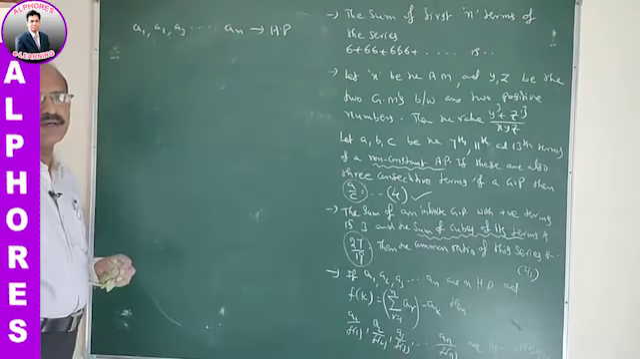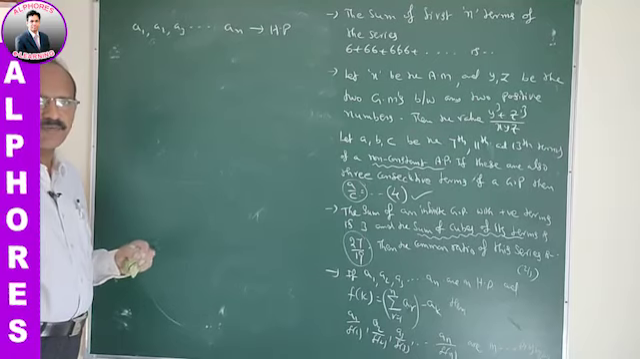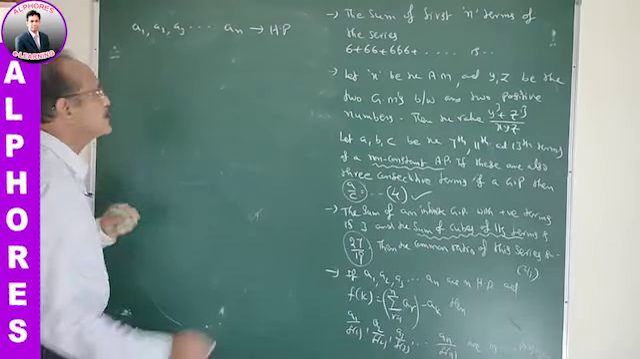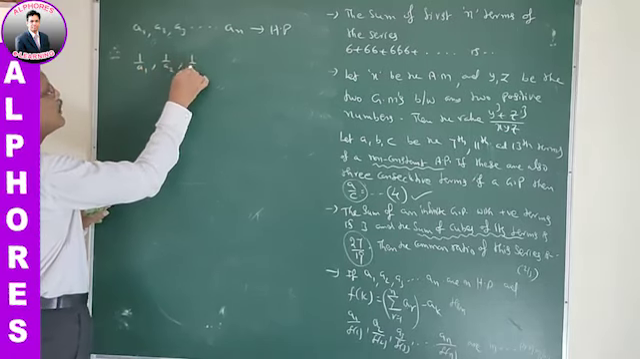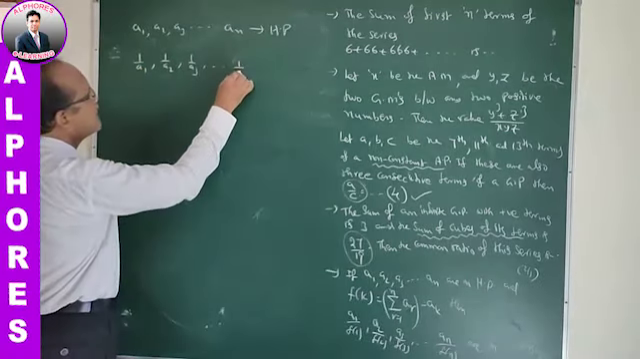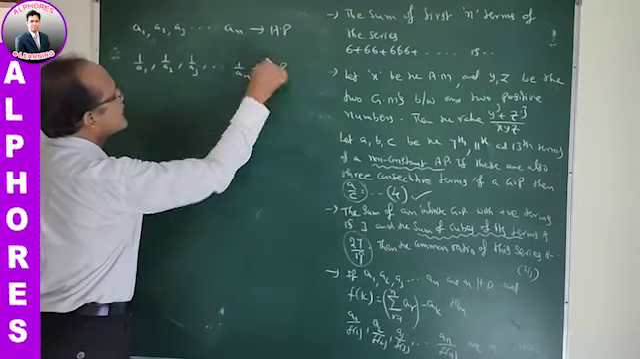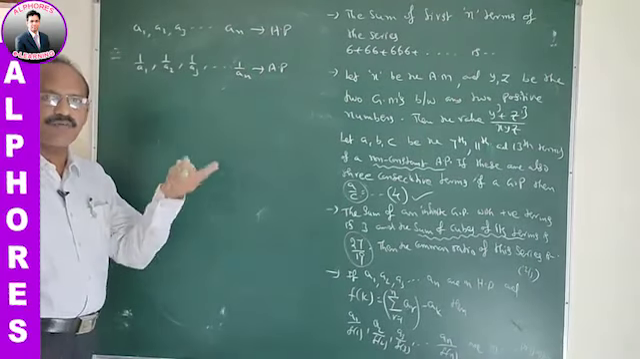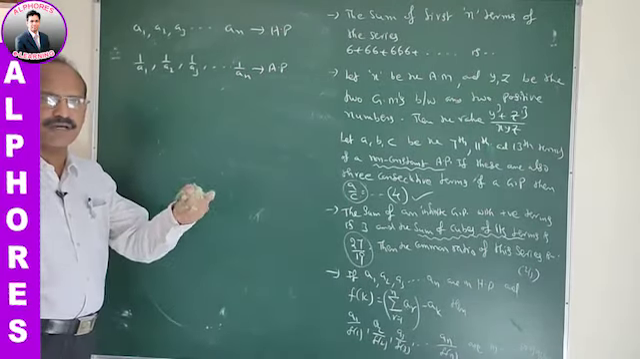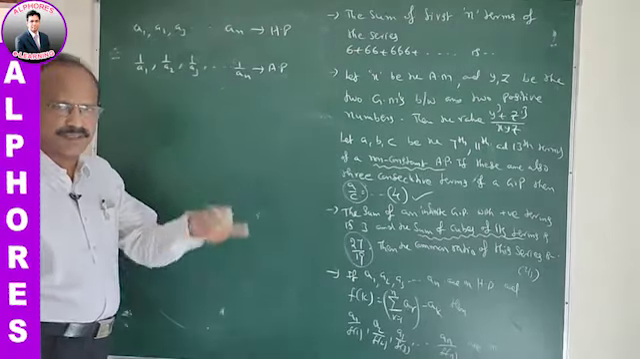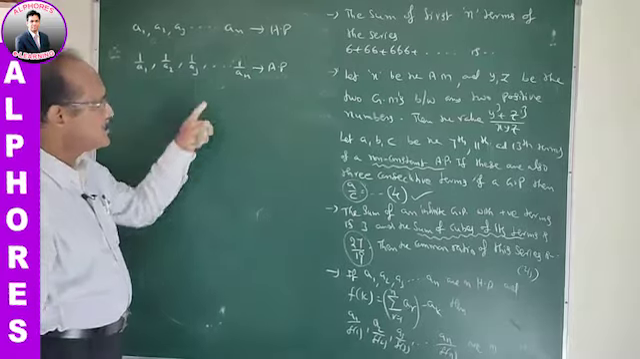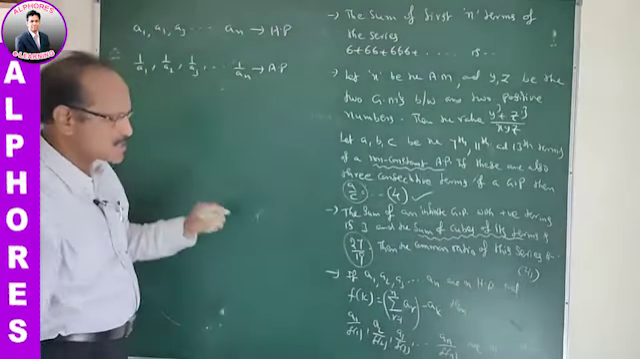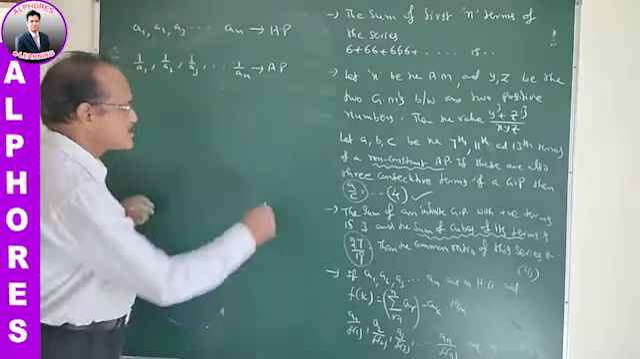As you know, the reciprocal of harmonic progression terms forms an arithmetic progression, that is 1 by a1, 1 by a2, 1 by a3, etc., 1 by an is in arithmetic progression. The reciprocal of harmonic progression is arithmetic progression, or vice versa: the reciprocal of arithmetic progression forms harmonic progression. So keep this in mind. Now coming to the next point.